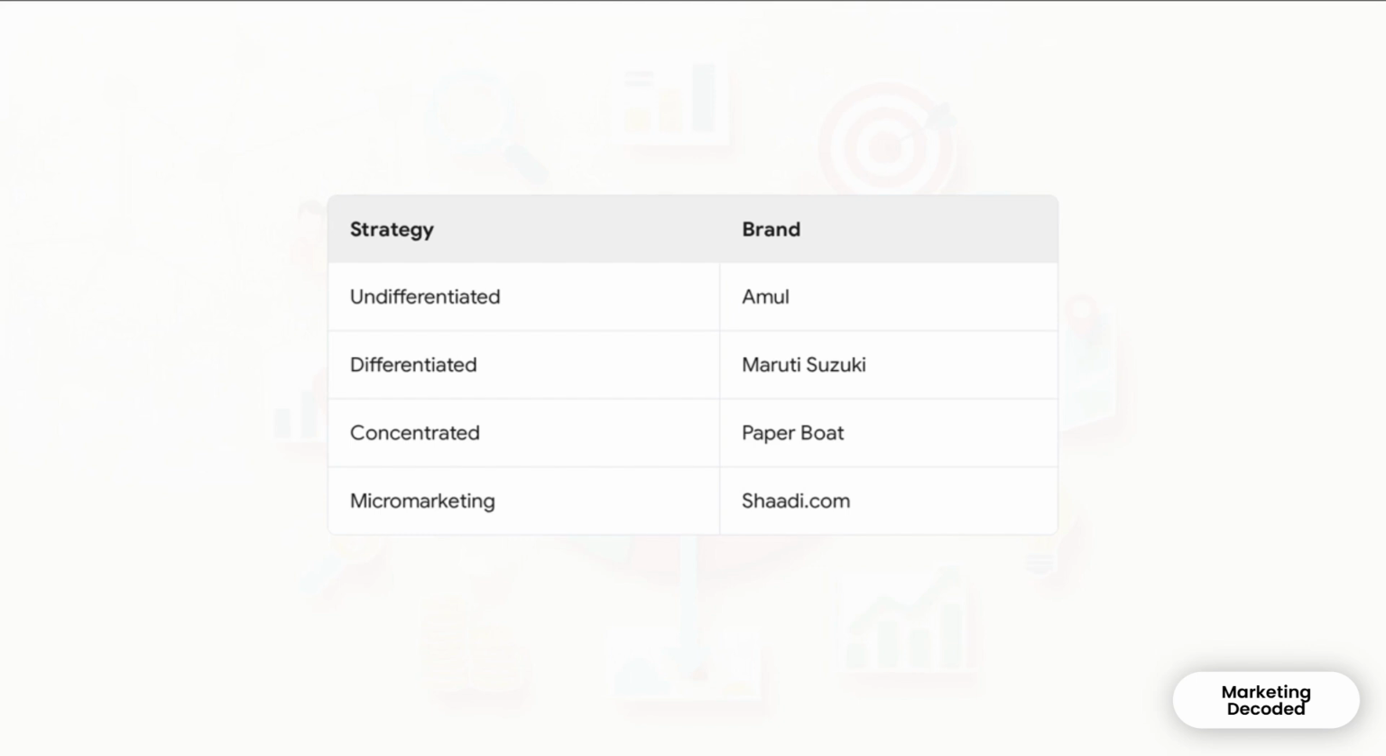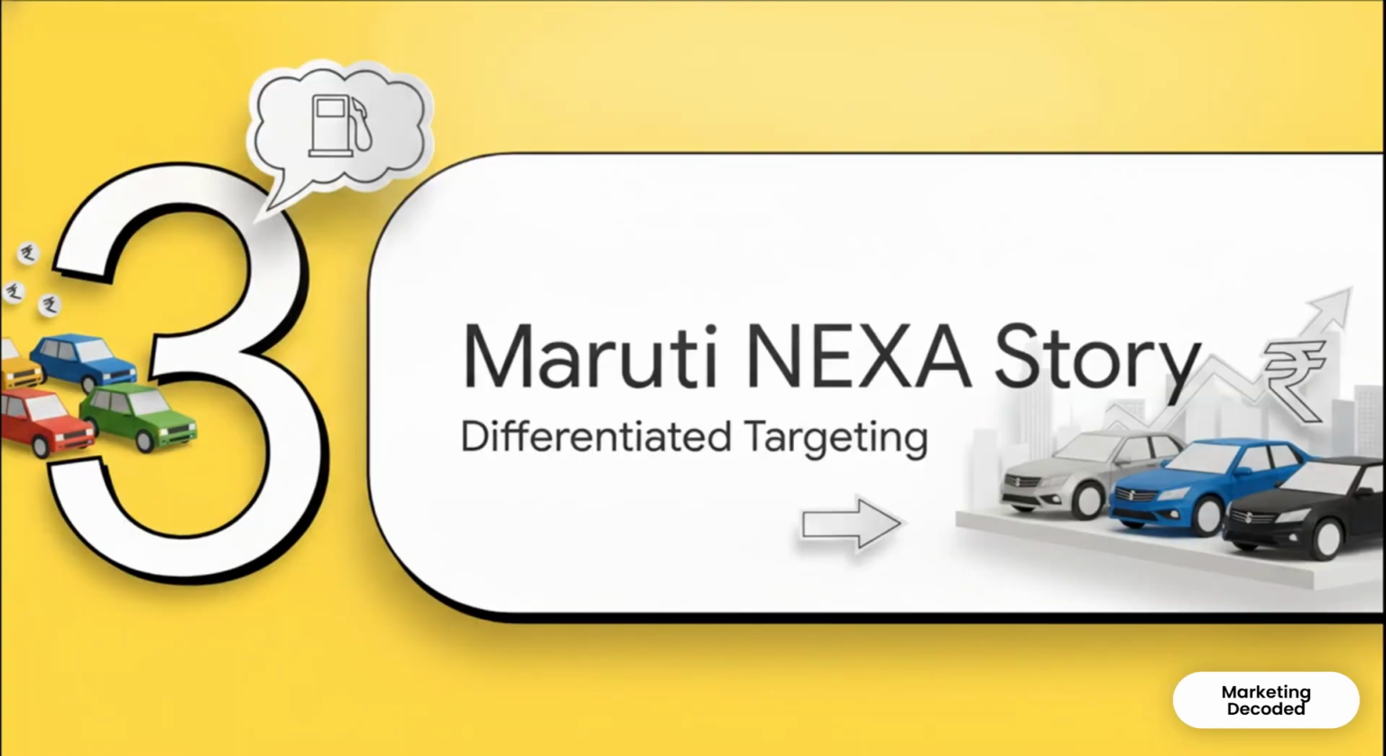You're targeted by religion, caste, language, income, city, the whole shebang. One person, one highly specific profile, one exact match. Which brings us to Section 3, the Maruti NEXA story. An absolutely brilliant case study in differentiated targeting.